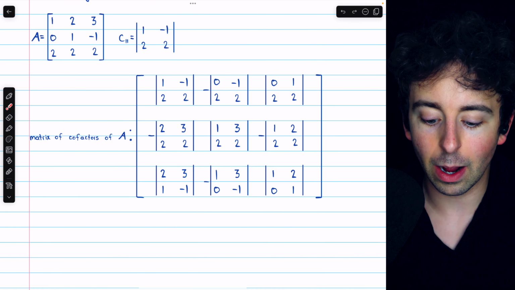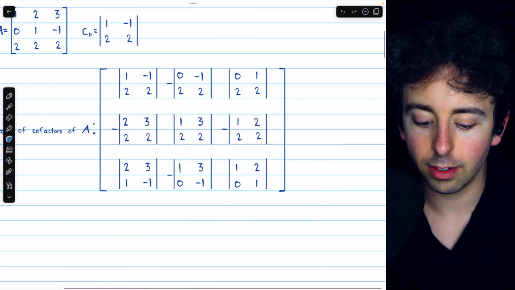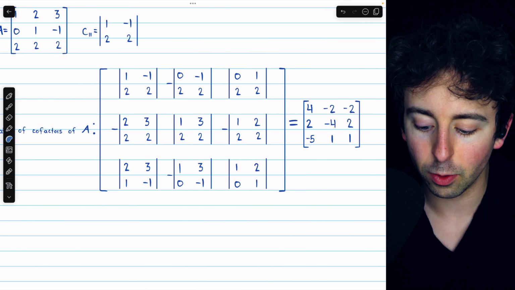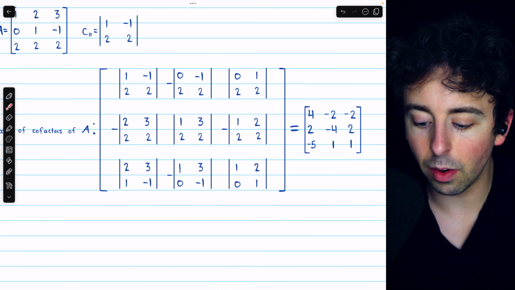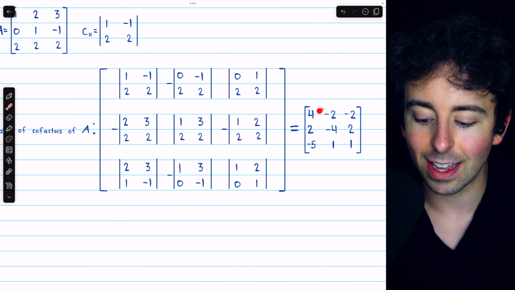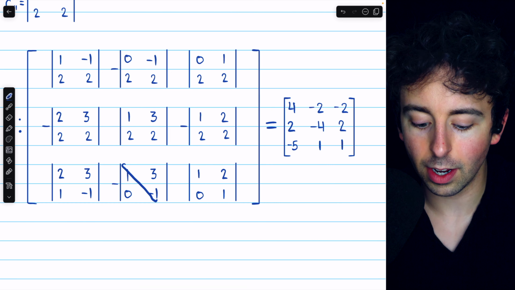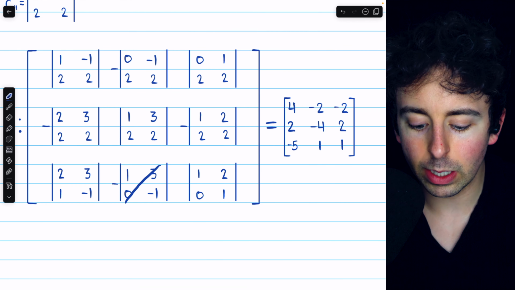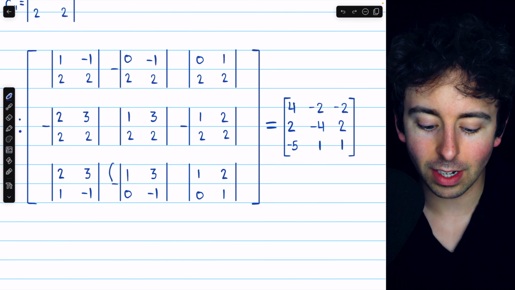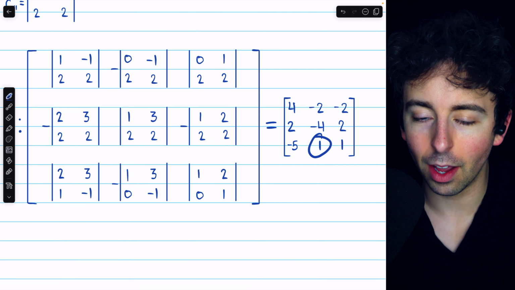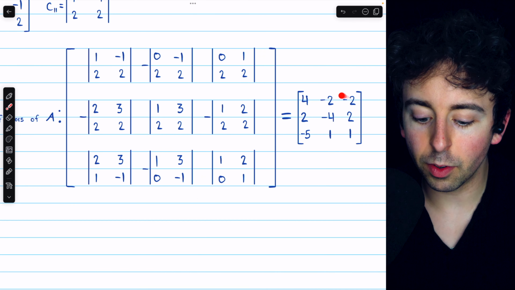It's straightforward now to compute all 9 determinants to find the matrix of cofactors. Doing the computations, you can verify that we arrive at this matrix. Just for example, this entry here is 1 times -1 minus 3 times 0 times -1. So that is +1. That's the matrix of cofactors.